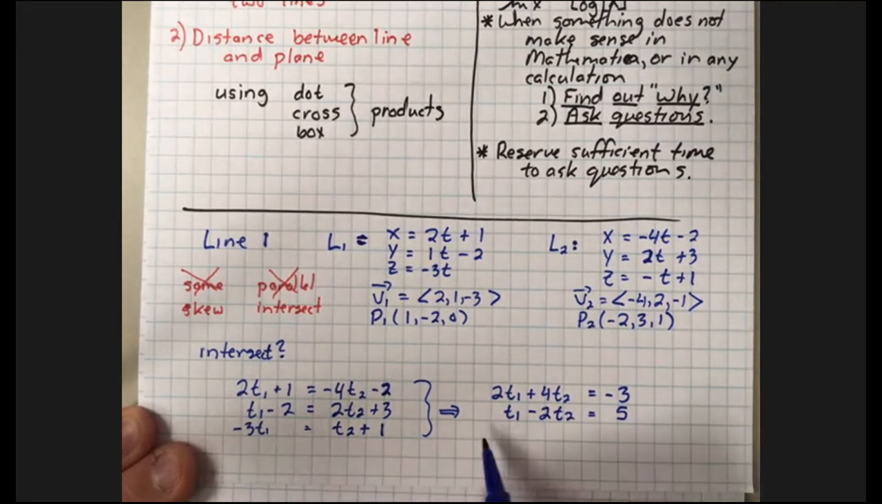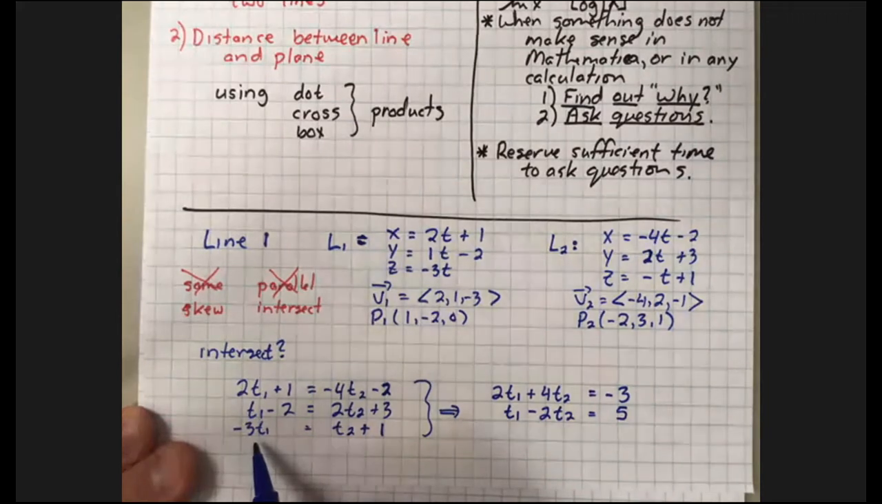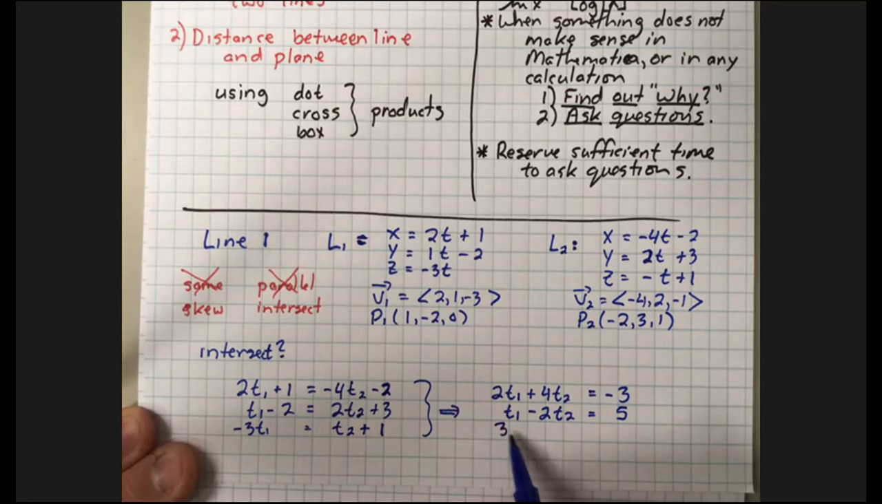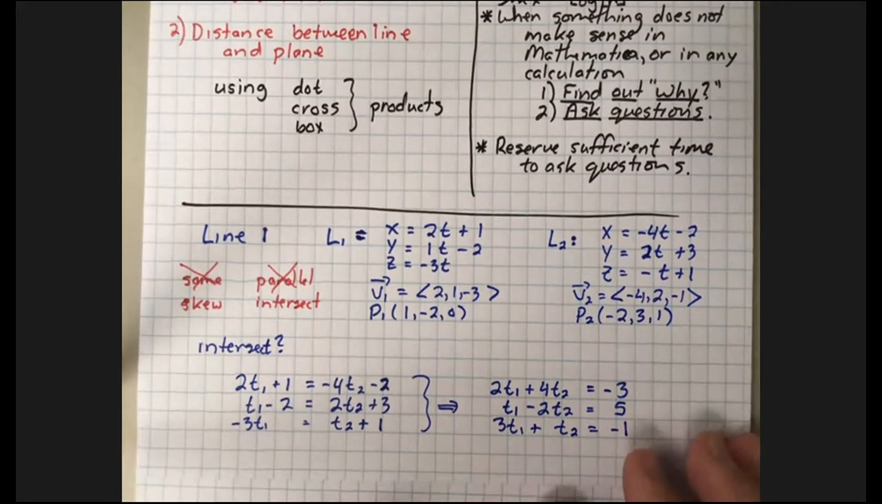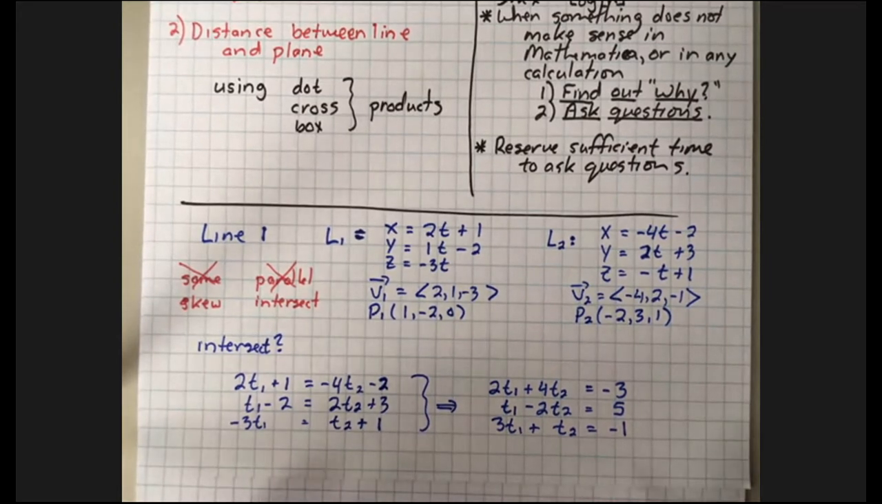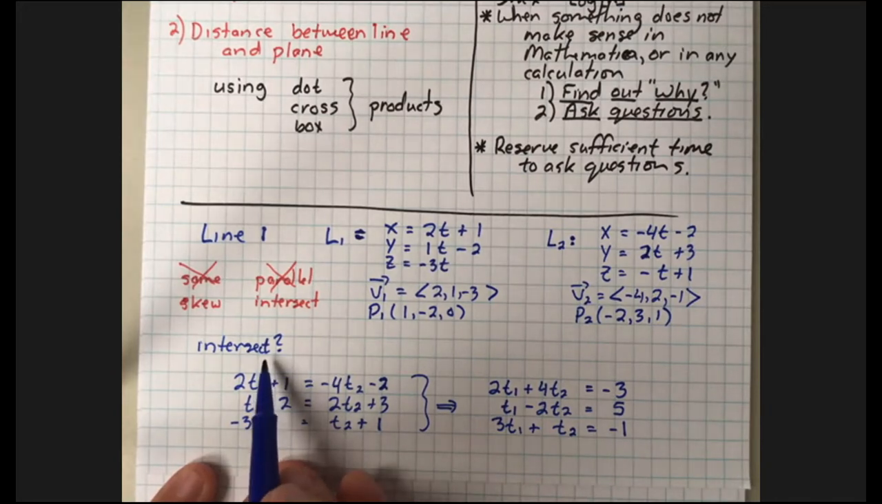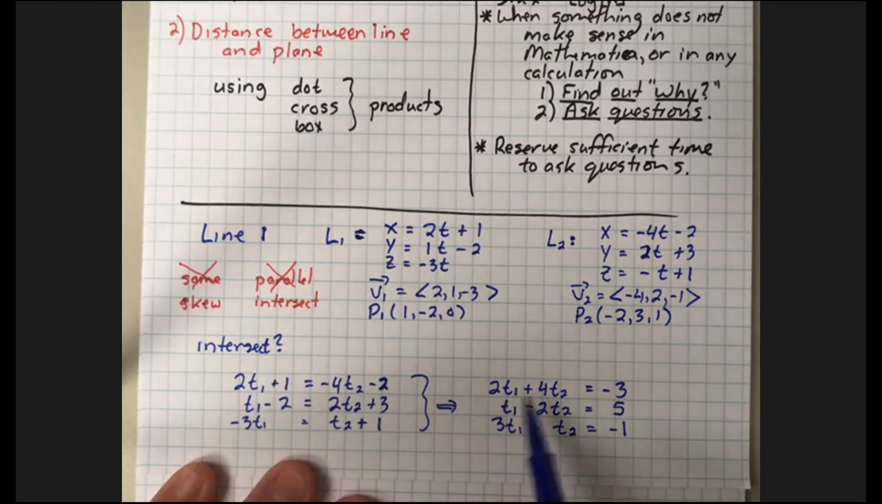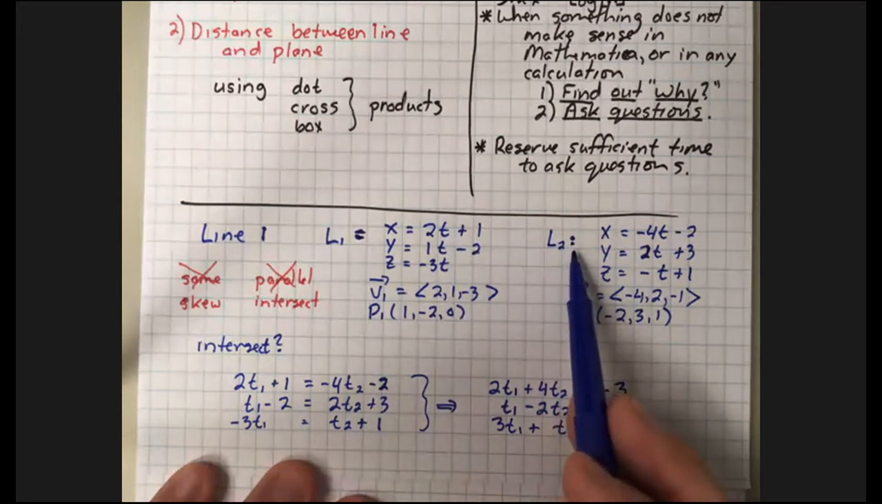Third equation, I like to present things leading off with positive numbers. Three T1 plus T2 equals minus one. Now let's think about your previous experience. These are lines in the plane with variables T1 and T2. So will these intersect? Will L1 and L2 intersect?